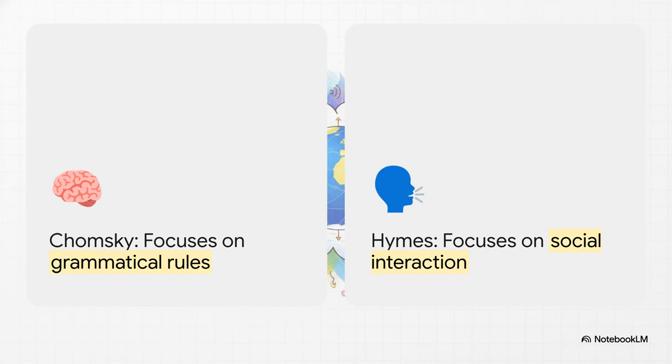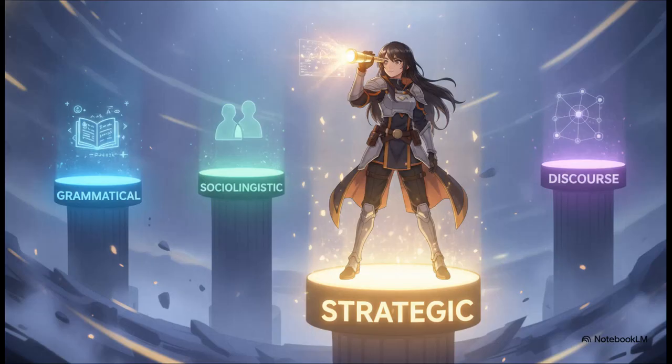But then, applied linguists like Dell Hymes came along and essentially said, wait a minute. Hymes realized that a person could have absolutely flawless grammar, but still fail completely at actually communicating with another human being. So he proposed communicative competence, which totally shifted the focus to actual social interaction. Because really, it's not just about knowing the textbook rules, it's about knowing how to actually use them in the messy, real world. Building on that, researchers like Canale and Swain broke communicative competence down into 4 distinct pillars.